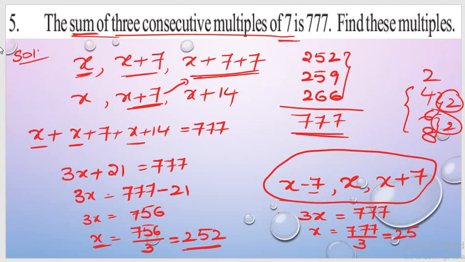So it gets cancelled 5 times. So 15, I am left with 2. So 27, 3 9s are 27. That means I got the same value, which is nothing but 259. If I subtract 7 from this, I am going to get 252. If I add 7 to this particular x, I am going to get 266. So using this approach, you can easily get the value.